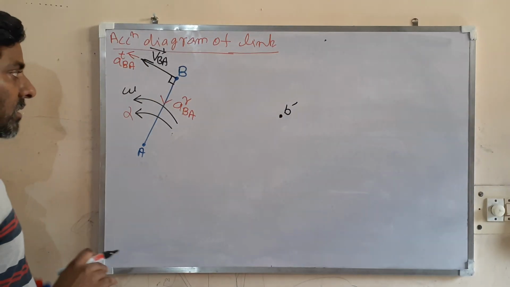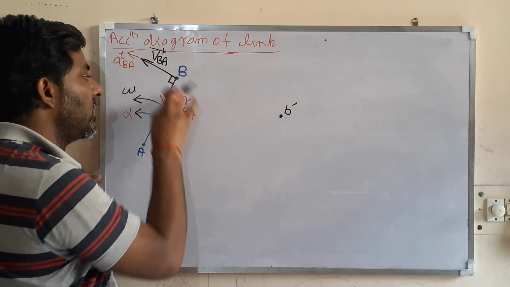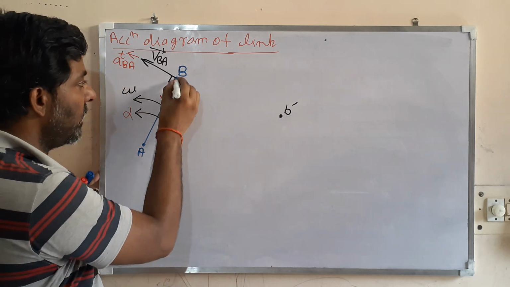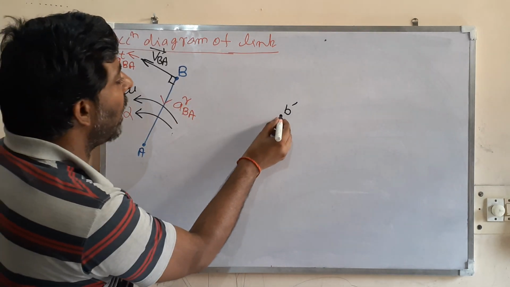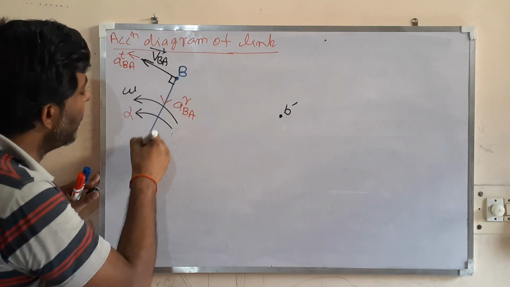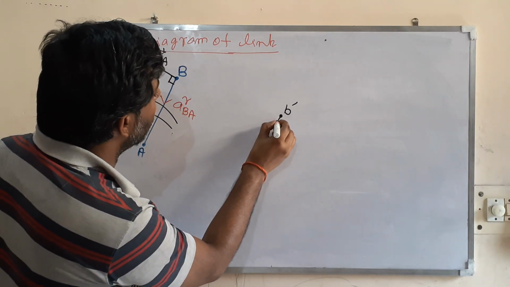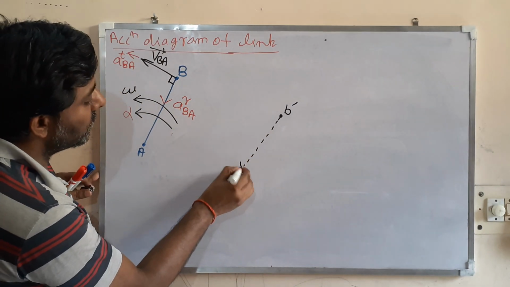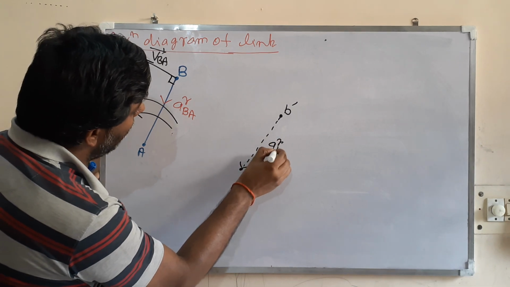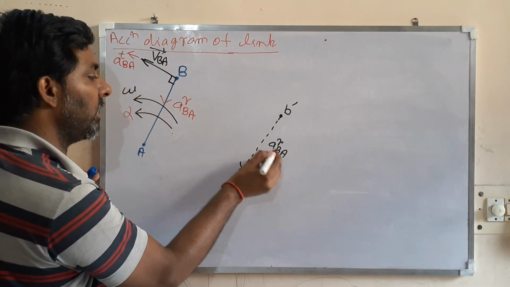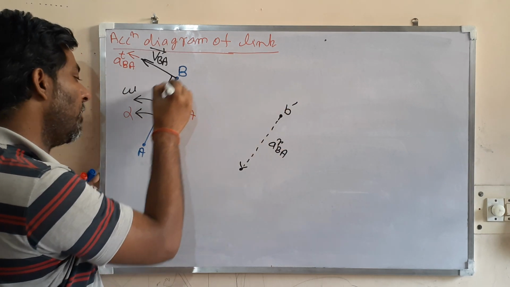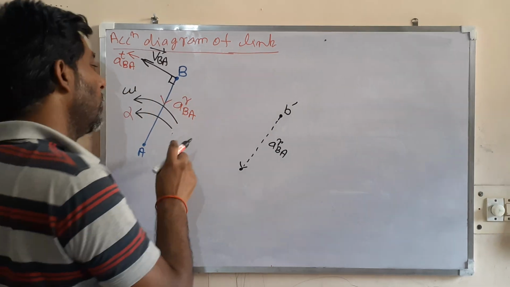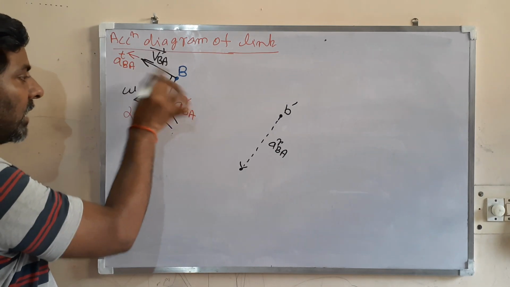Now let us see that this link is subjected to two accelerations, so by the vector method you have to find its total acceleration. Look here, the radial acceleration is along B to A. So draw a dotted line parallel to AB from B to A. This is ARBA, the radial acceleration of B with respect to A, from B to A. Now you know that both accelerations are at 90 degrees.